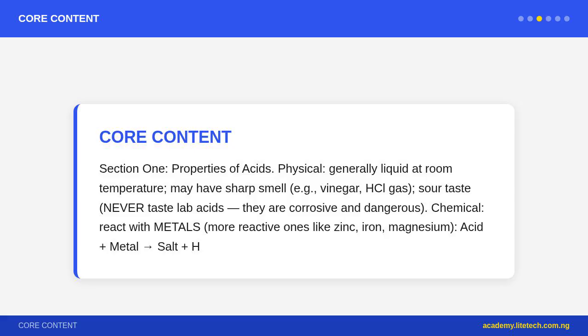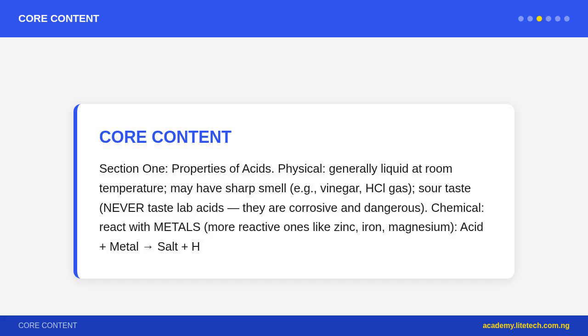Section 3, Indicators. An indicator is a substance that changes color depending on whether a solution is acidic or alkaline. They are used to test the pH of solutions. Common indicators. 1. Litmus, from lichens. Blue litmus turns red in acid, red litmus turns blue in alkali, and it is purple in a neutral solution.